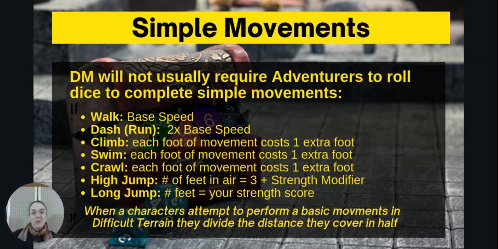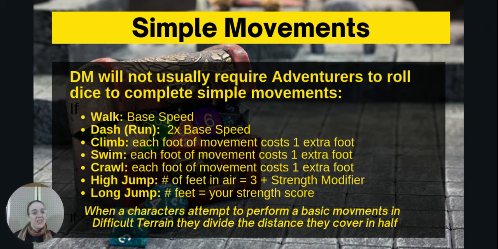First, let's talk about movement. Now, if you're trying something more complex, like doing a flip, you would usually have to roll for that. But more simple movements, the DM will not usually require you to roll any dice for. You are given a base speed, called your walking speed, on your character sheet. How fast you go is mostly derived from that for other actions you take.